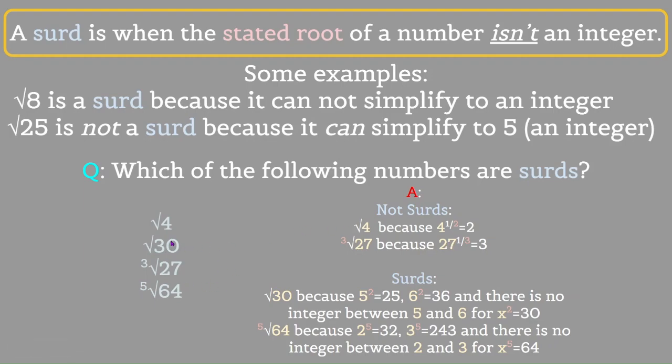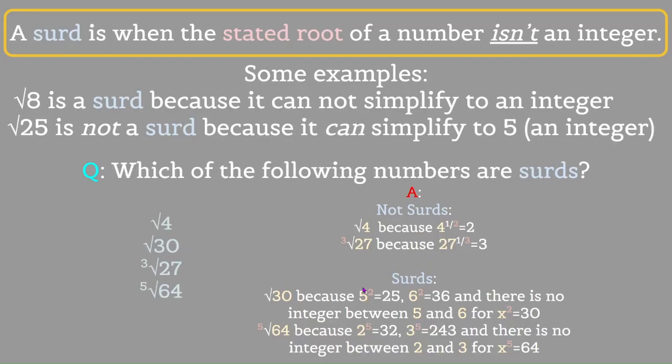But these two are surds, and we can estimate them, right, by thinking of squares, in this case, for the square root of 30. Thinking of squares that are close to 30. So 5 squared is 25, right? 5 times 5 is 25. That's close to 30. And 6 squared is 36, right?